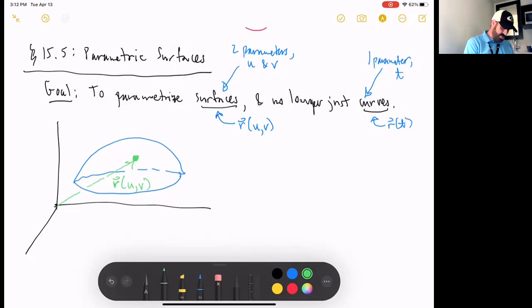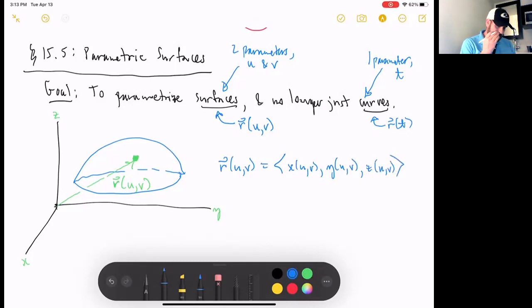Now again, just to remind you, you have x, y, and z sitting here. U and v are a couple of other variables that x, y, and z could all depend on in theory. So the way we parametrize things, r of uv is equal to an x coordinate function, x of uv, a y coordinate function, y of uv, and a z coordinate function, z of uv.